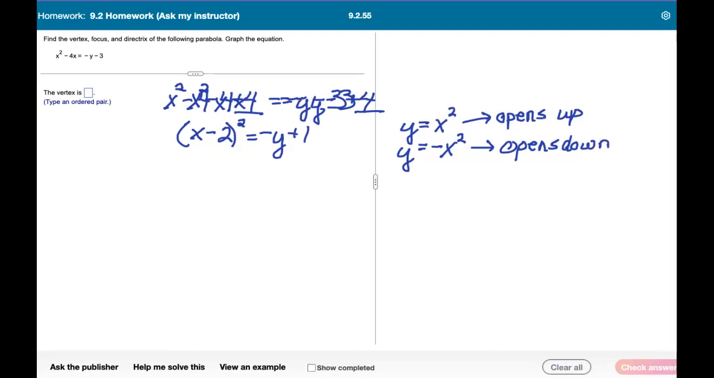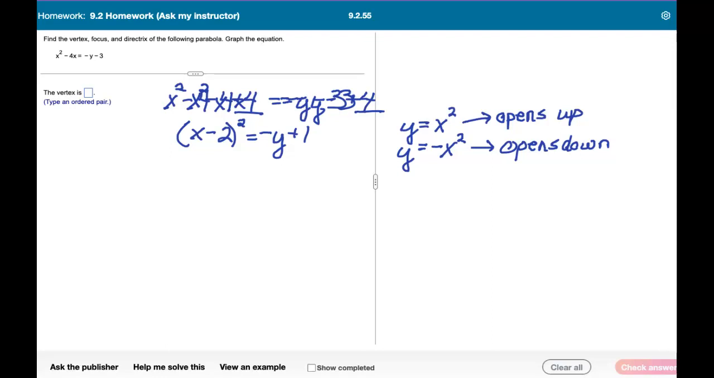So when I'm considering a parabola like this, if I were trying to get y by itself, what I would do is eventually divide through by -1. So there'd be a negative sign sitting out here in front of this x minus 2 quantity squared. So this parabola in this form opens downward.